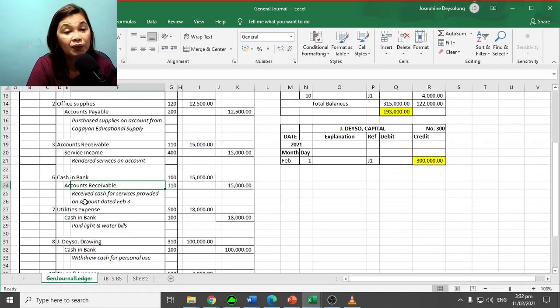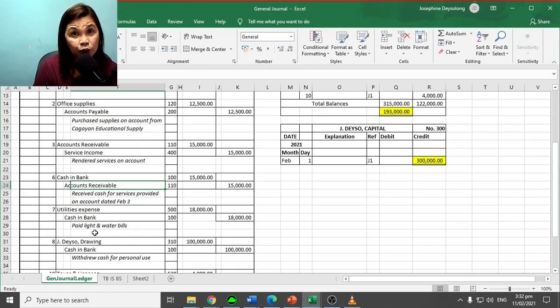Next, on February 7, I paid my light and water bills. So when I pay my light and water bills, my debit side is utilities expense. For the water bills, the light and other bills, we have a proper account title, which is utilities expense. Okay? You remember that. So that is my debit. I need to have it debited. All expenses are on the debit side.